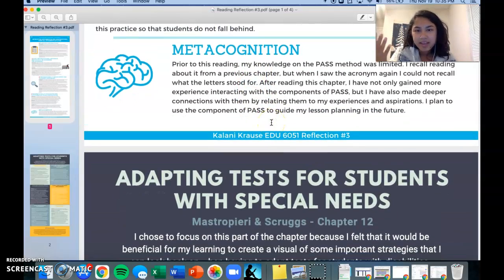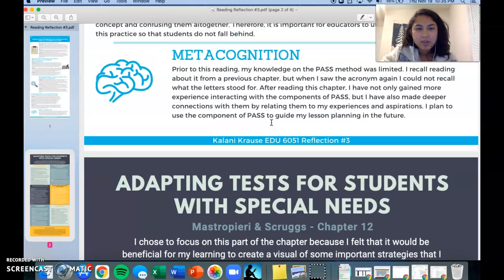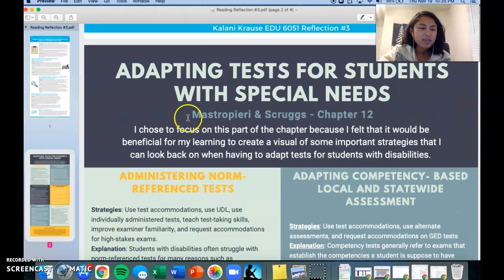Here's my metacognition. Pretty much everything I'm saying is metacognition. Going back, thinking about my thinking. So read that as you will.